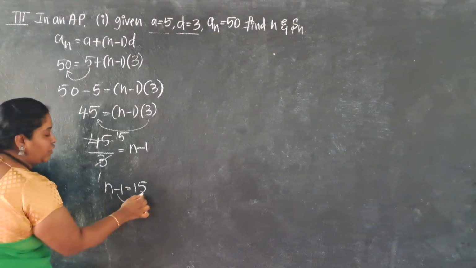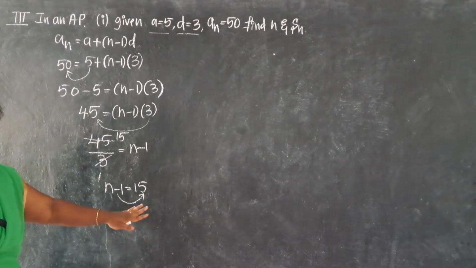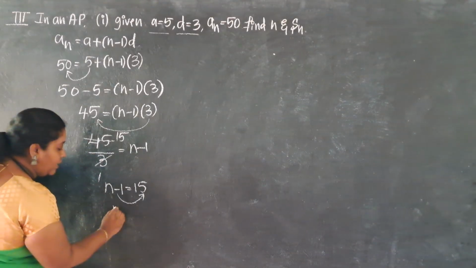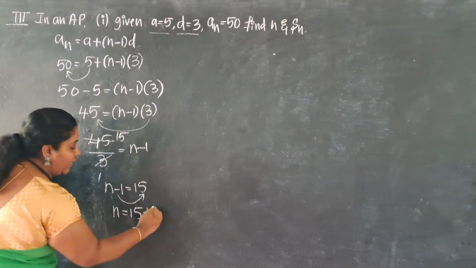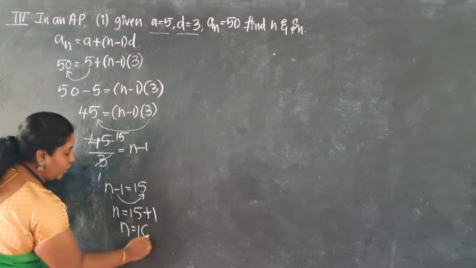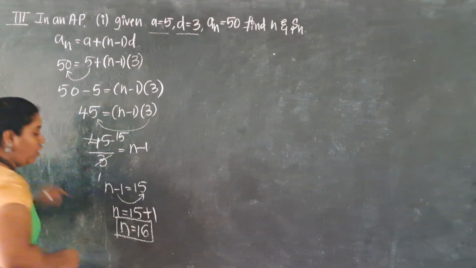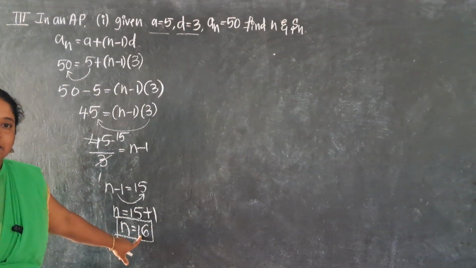I'll bring minus 1 to this side. Minus 1 turns to be plus 1. So n is equal to 15 plus 1. n is equal to 16. I got the n value as 16.